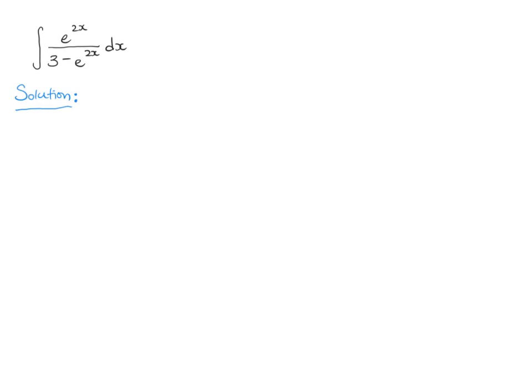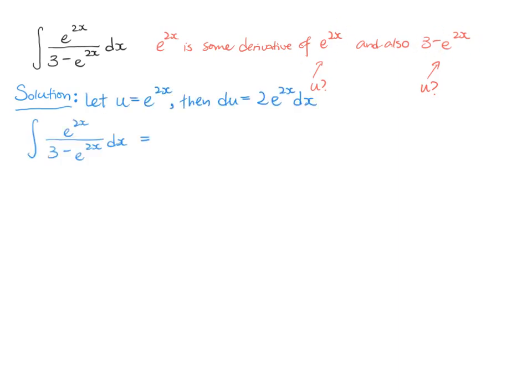So for this question, we notice that e to the power of 2x is some kind of derivative of itself. But we know that e to the power of 2x is also the derivative of this whole denominator. So should we pick this one for u or this whole thing for u? Well, let's try this first. I let u equal e to the power of 2x, and so du equals 2e to the power of 2x times dx. If I let the numerator be u, then it's actually impossible to rewrite the denominator as part of the du. So it's no good.